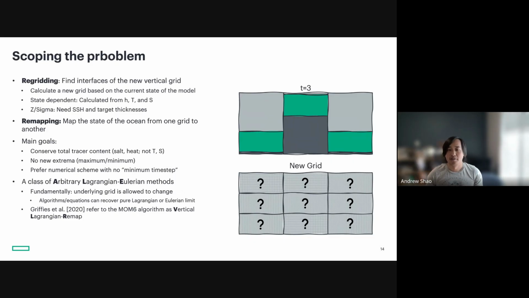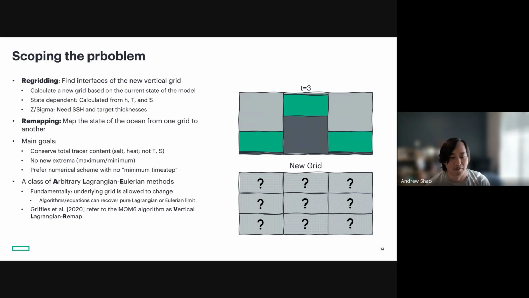And just a quick diversion, this particular way that MOM6 solved it belongs to a class of arbitrary Lagrangian Eulerian methods. Very simplistically, any ALE scheme is one where the underlying grid is allowed to change, and the motions of the fluid and the motions of the grid are somewhat accounted for. One thing that most of these algorithms that implement an ALE-like derivation can do is that they can recover the pure Lagrangian or the pure Eulerian limit. So either the grid is always fixed or the grid always evolves in time.